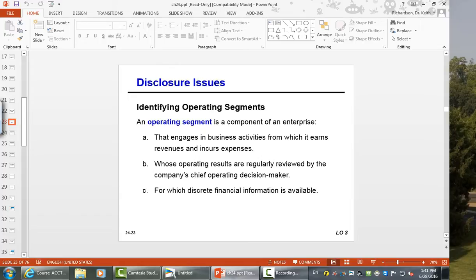Okay, an operating segment is a component of an enterprise that engages in business activities from which it earns revenues and incurs expenses, whose operating results are regularly reviewed by the company's chief operating decision maker. What they want is how you look at the results to run the company. They want you to give that to the investing public, okay? Pretty simple, pretty straightforward, isn't it? Okay? For which discrete financial information is available. If you don't want to track separate components of your business, I guess you don't have to report them, but then how would you run your business?